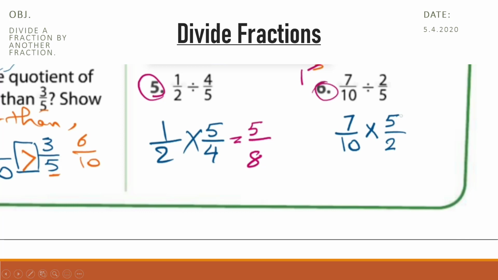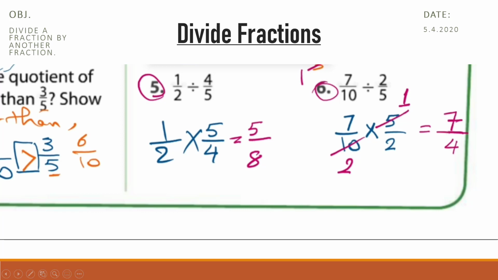Of course, I can simplify because 5 and 10 are divisible by the same number, which is 5. Divide 10 by 5, this will be 2. 5 divided by 5 is 1. So 7 multiplied by 1 is 7, and 2 multiplied by 2 is 4. The numerator is greater than the denominator, and this is an improper fraction. Let's write it as a mixed number.